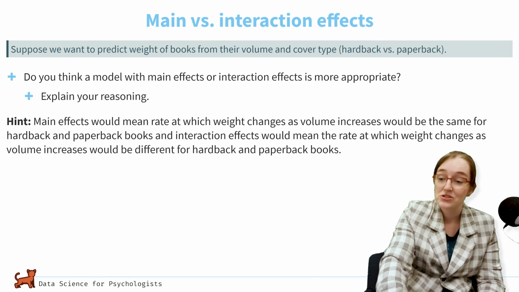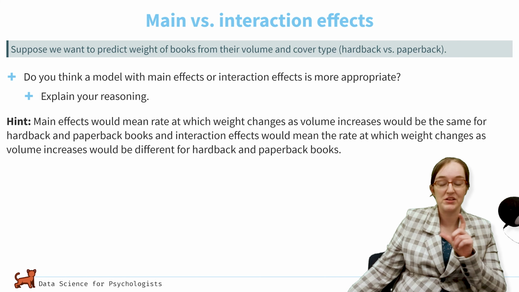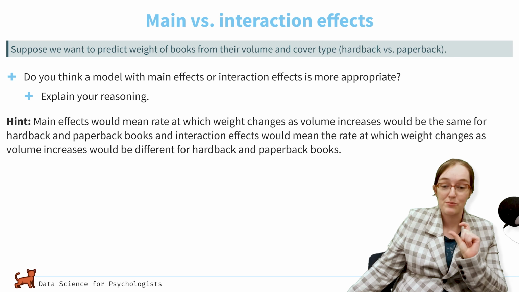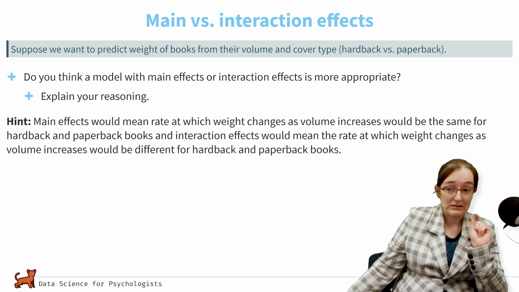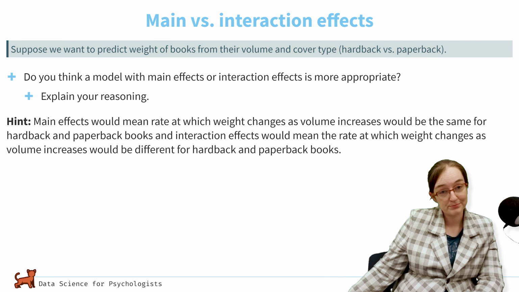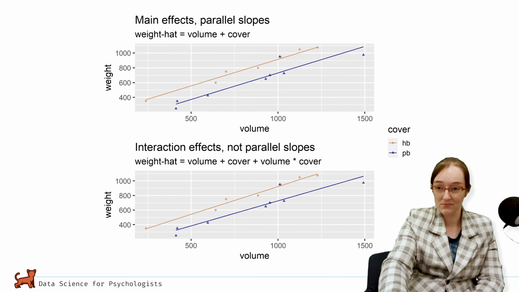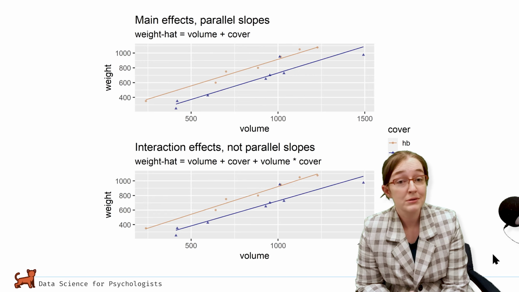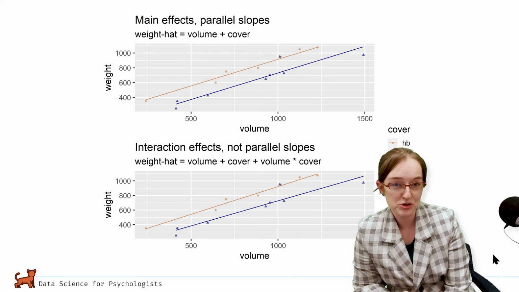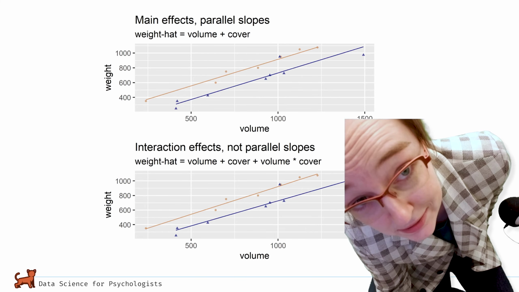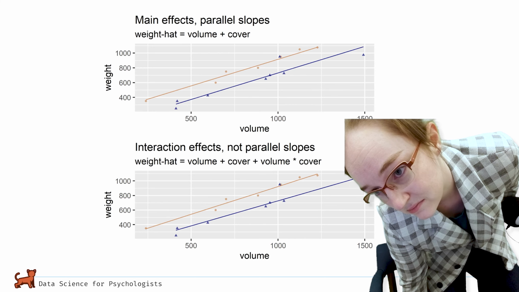Right, so here's my hint. The main effects mean that the rate at which the weight changes as volume increases would be the same for hardback and paperback books. And an interaction effect would mean that the rate at which the weight changes as a function of volume would be different for hardback versus paperback books. Here are our plots from our data. I'm going to keep this running and grab 4 books to illustrate why this interaction is probably not necessary here.